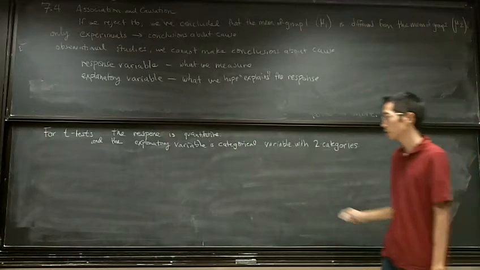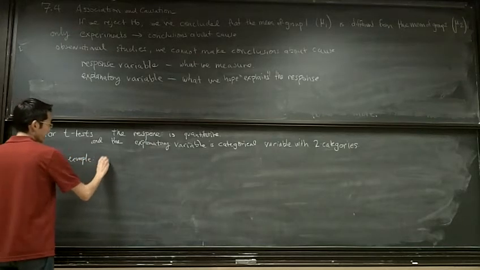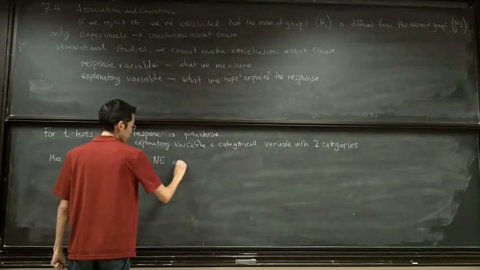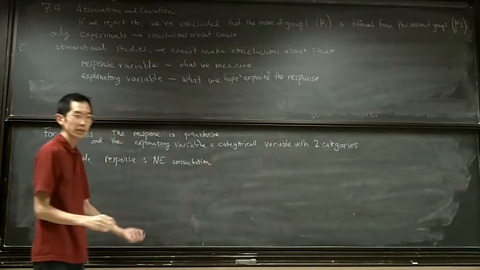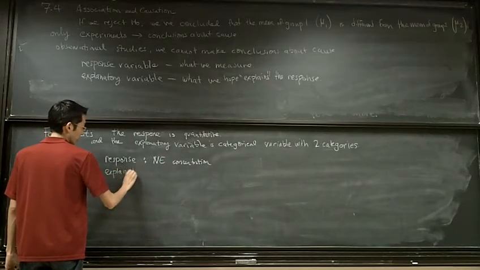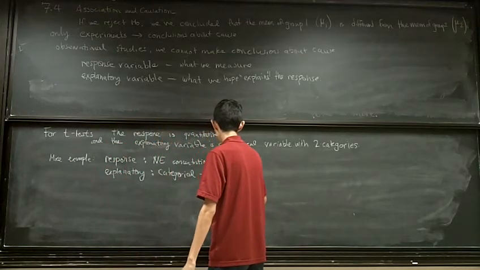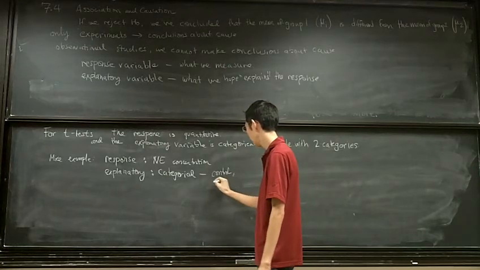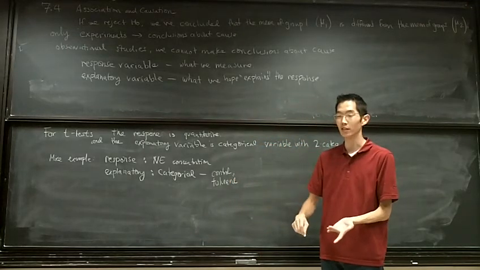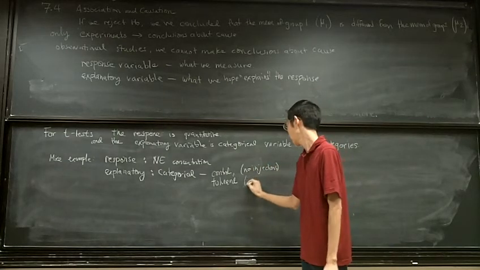Okay. So, in one example, our mice example, the response was norepinephrine concentration. We measured the NE concentration. And that was quantitative because we found a mean and we found a standard deviation. But the explanatory variable is categorical. Okay, we had two groups of mice. We had the control mice, and the experimental mice, which was the toluene. Okay, so our categories were, did they receive toluene or did they not get injections of toluene? Okay. No injections, had injections.